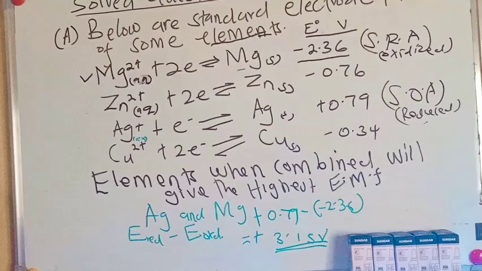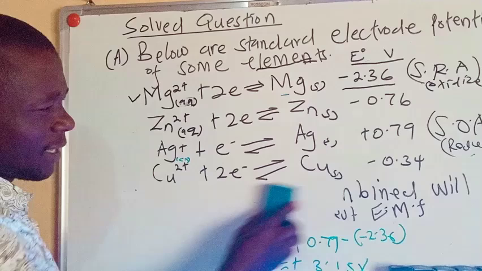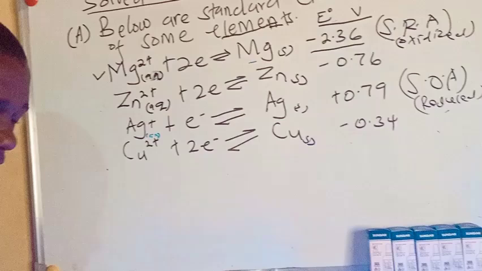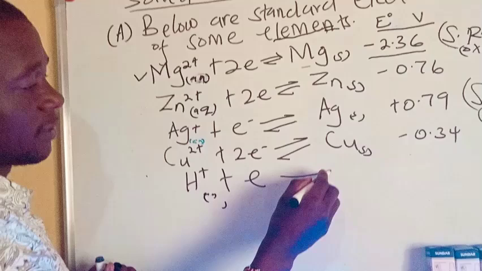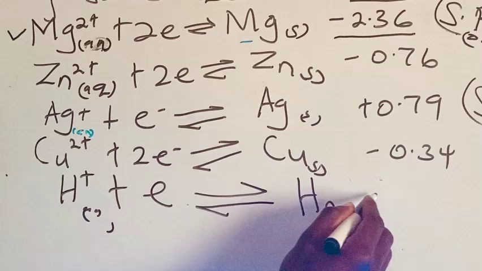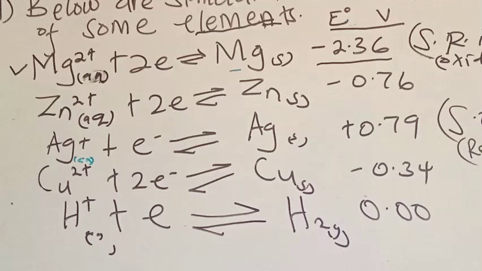Then here they can still ask you: if you add hydrogen plus electron, giving you hydrogen gas, that is 0.00. Hydrogen gas is always 0.00.